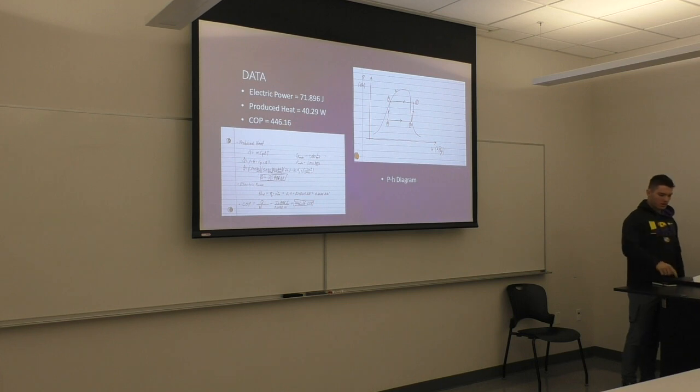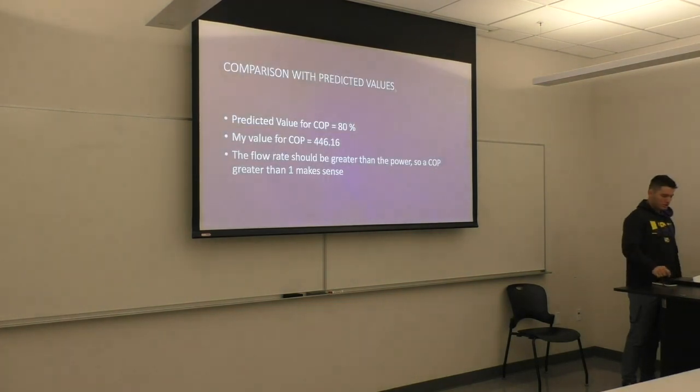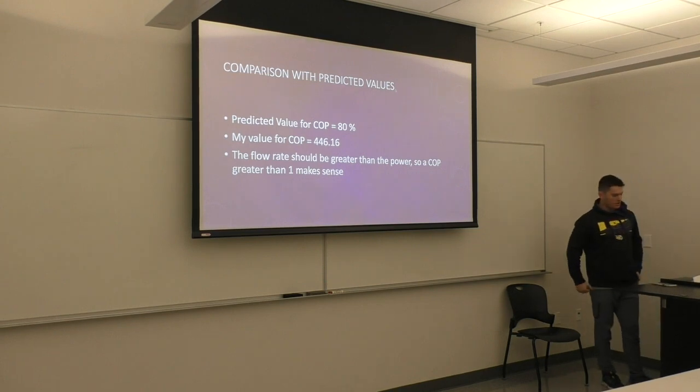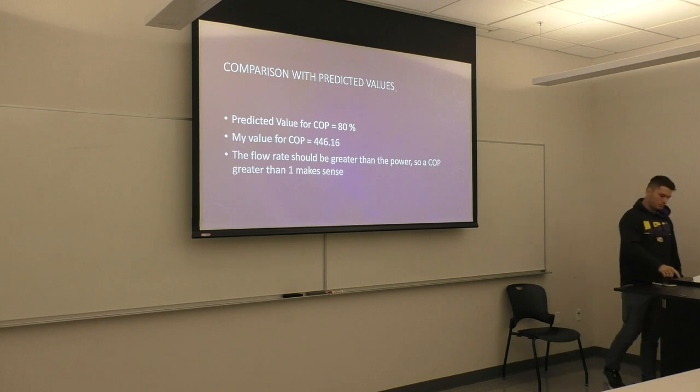And then the pH diagram showed the same thing I explained. Predicted value 80%, my value 446, obviously too high, but the COP would be greater than 1 because the flow rate over the work is the formula for it, and the flow rate would be higher than the work.